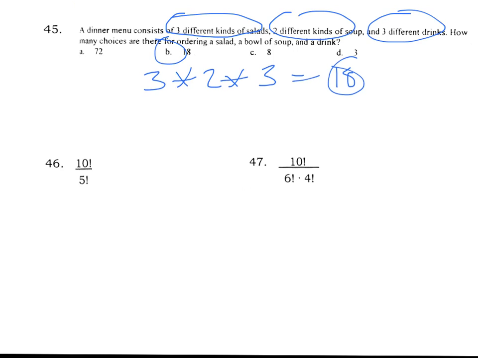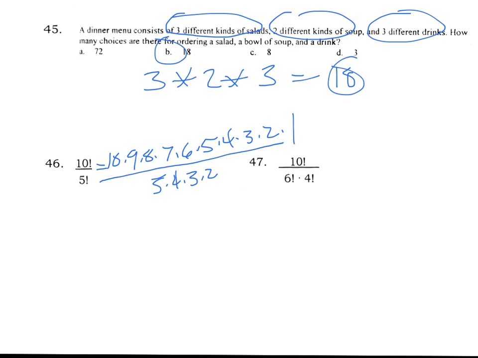46 and 47 get into talking about some factorials, and remember that a factorial means the number multiplied all out. So for example, 10 factorial is 10 times 9 times 8 times 7 times 6 times 5 times 4 times 3 times 2 times 1. And of course you can do these all by hand, divided by 5 factorial, 5 times 4 times 3 times 2 times 1, and then the 5s cancel, and the 4s cancel, and the 3s, and the 2s, and the 1s, and really it's just 10 times 9 times 8 times 7 times 6.